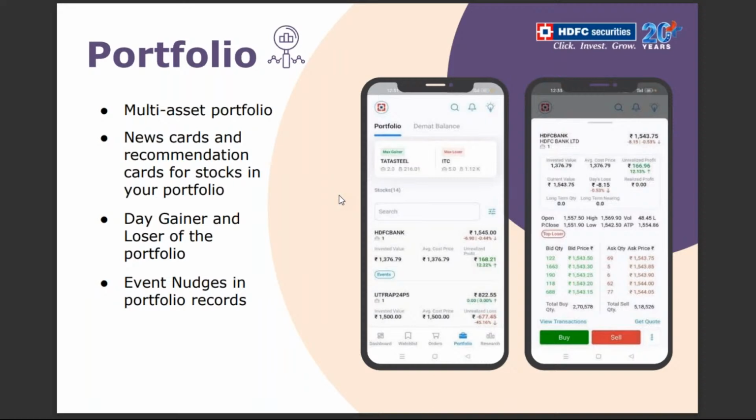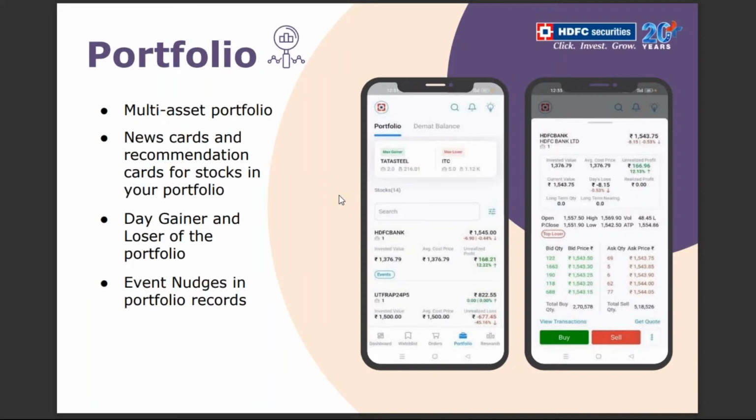is also on the stock which you're already holding. The particular recommendation is mentioned near it, and you can see the particular day's gainers and losers of the portfolio. For example, I'm holding ITC, whether the stock is gaining today or losing today. You can see that, and any kind of corporate actions are also recorded here.